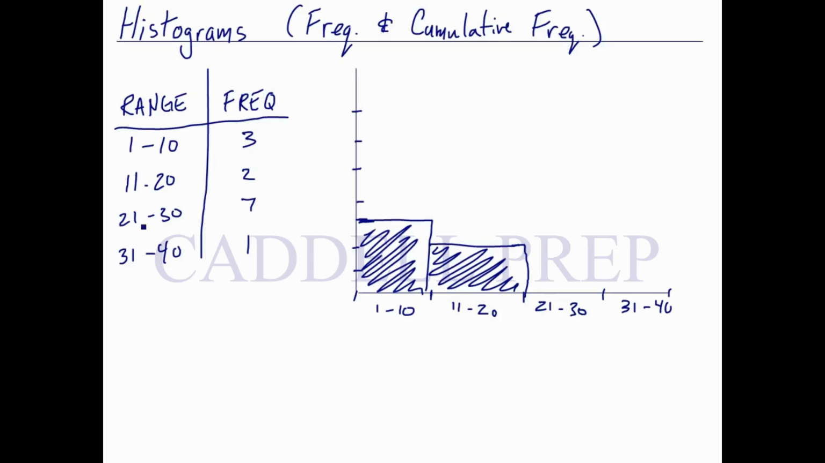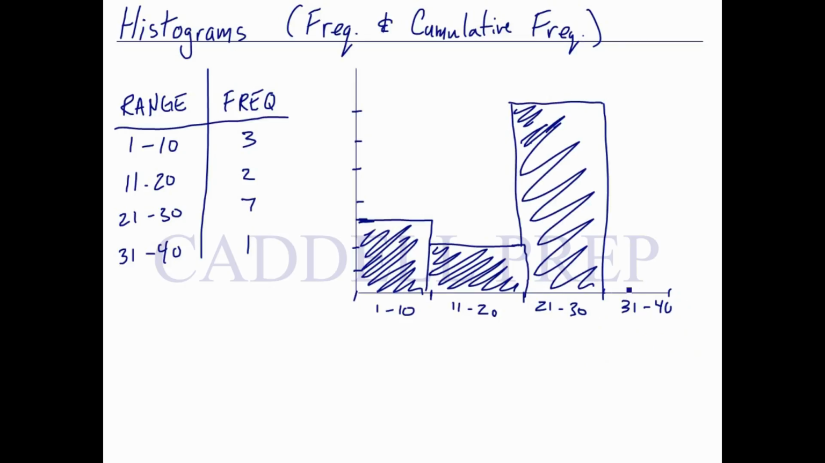21 to 30 is 7, so that's the highest one here. And we can shade this in. Then 31 to 40 is just 1, so at 1 and shade it in.